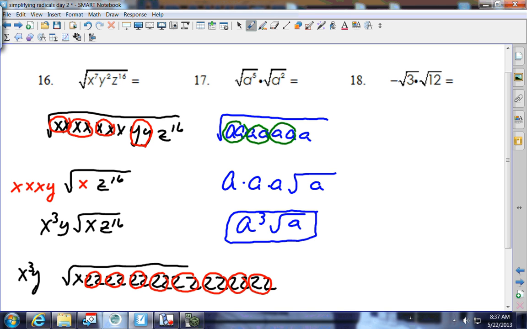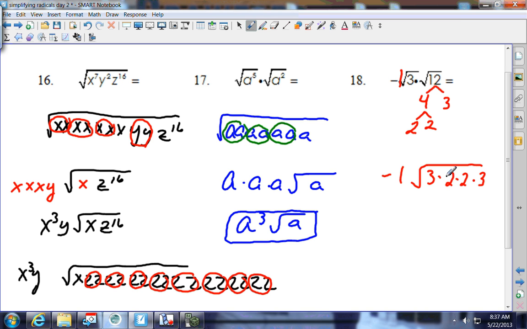Now, number 18, this is like a negative 1 outside. Okay, so I've got negative 1, and then underneath the square root, so I think I'm writing it too close here. Let me bring it down. Negative 1 square root of something. 3 is prime, so 3 stays down here. 12 breaks up into 4 and 3. 4 breaks up into 2 and 2. 2 times 2 times 3.